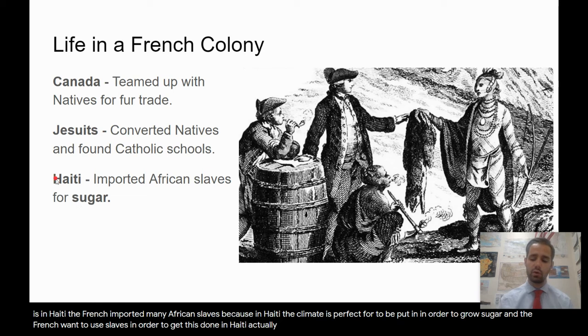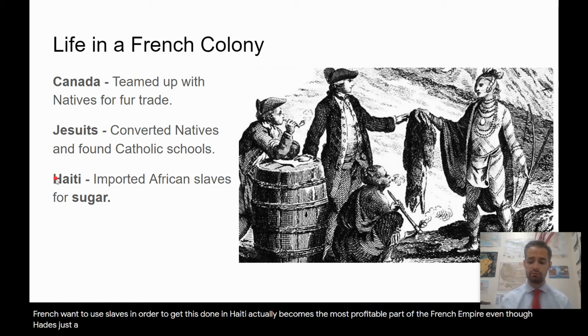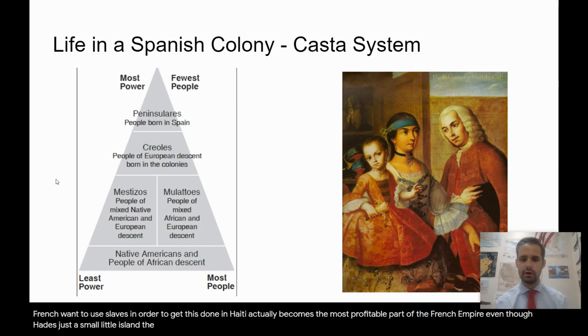Haiti actually becomes the most profitable part of the French Empire, even though Haiti is just a small little island. The last one is the life in this Spanish colony.